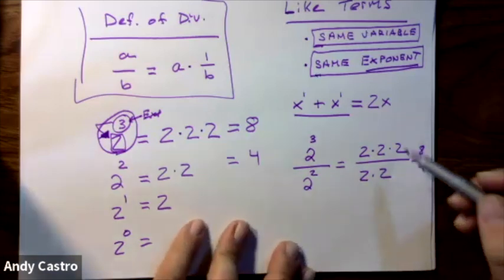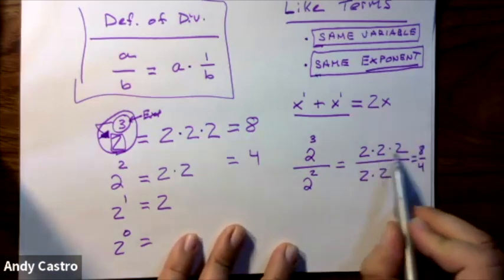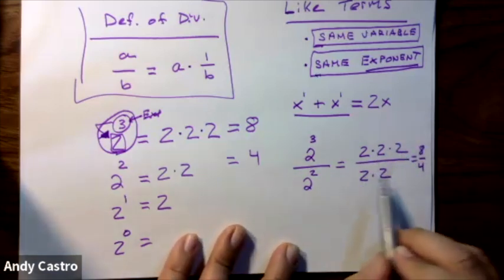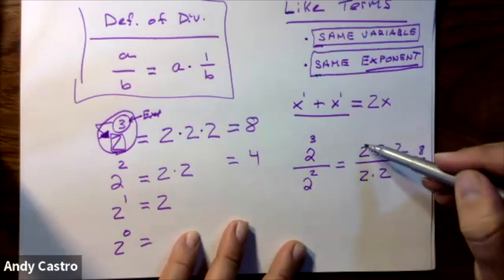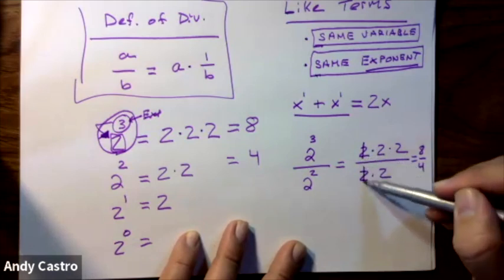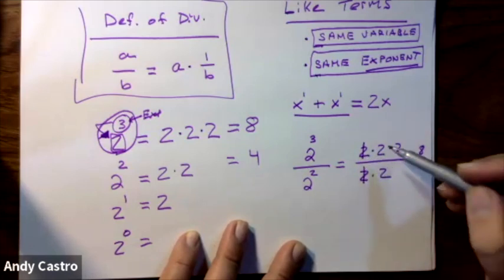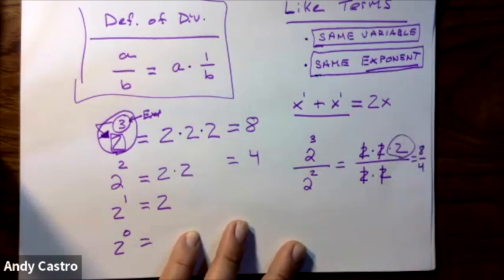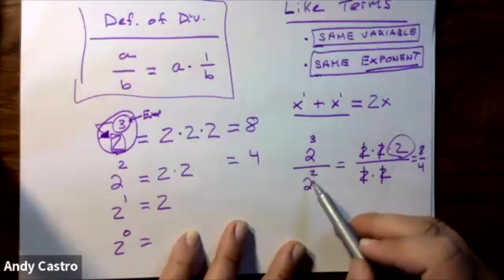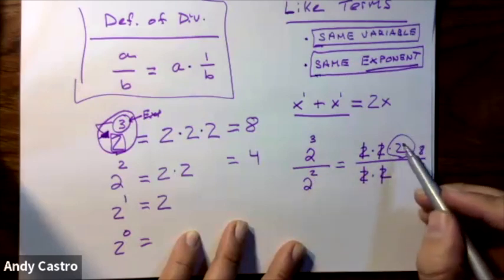The other way that I can look at this is, since these are all factors in the top and factors in the bottom, remember factors are things we multiply, I can cancel out these two here, 2 and 2, cancel out these, and I'm left with 2. Okay, so 2 to the third power over 2 to the second power is 2.